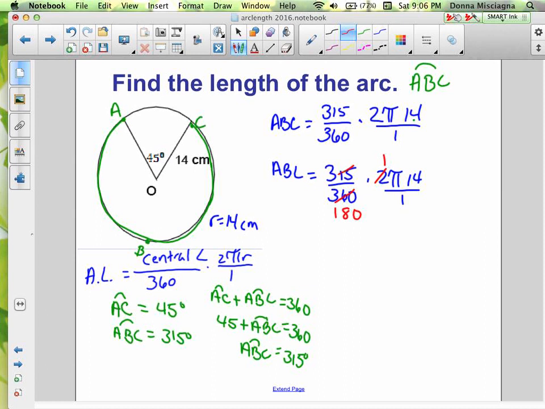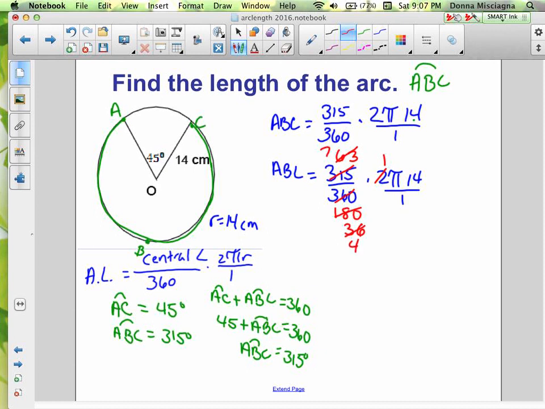So 315 divided by 5: 31 divided by 5 is 6, I'd have 1 left over, so 15 divided by 5 would be 3. So 63 is what 315 divided by 5 is. 180 divided by 5: 18 divided by 5 is 3, we would have 3 leftover, and so 30 divided by 5 is 6. Well, 63 and 36, they're both divisible by 9. 9 times 7 is 63, and 9 times 4 is 36.